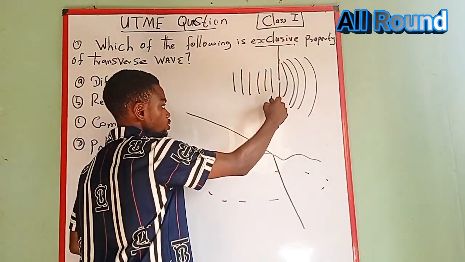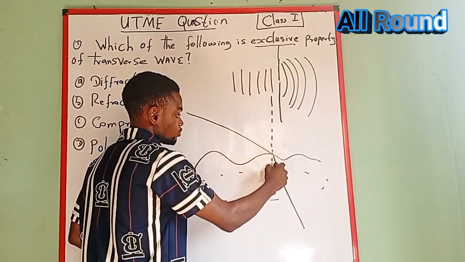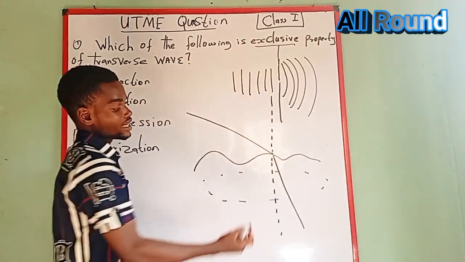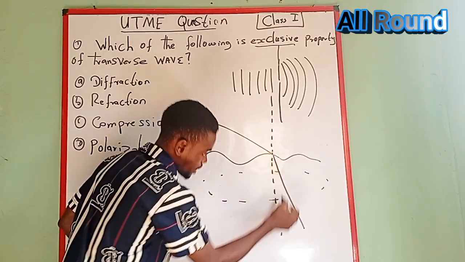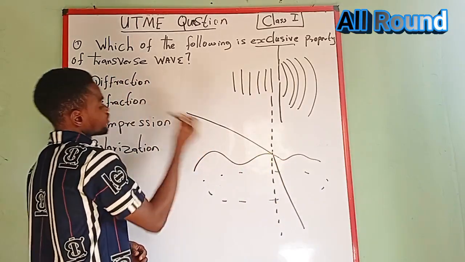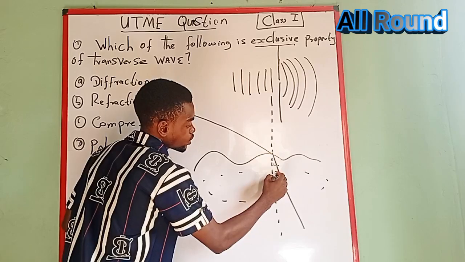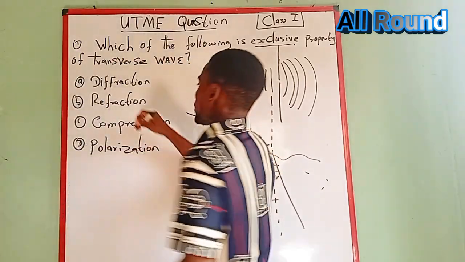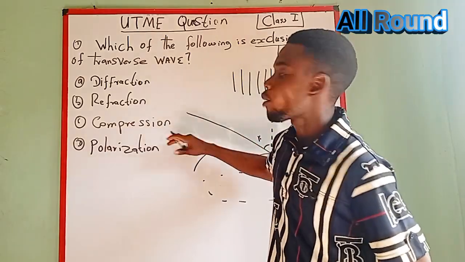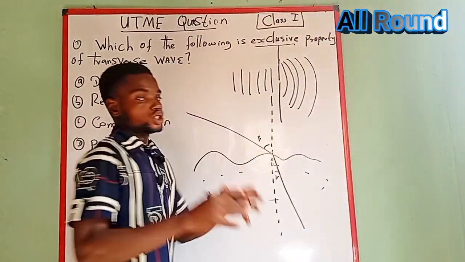Now, let's say I draw a normal line from this part to this part. You're going to see that the angle has shifted. Instead of the wave moving like this, it has bent. This bend is what we call refraction. So this becomes the refracted ray, and this becomes the incident ray. That's what we mean by refraction. Now, what about compression? Compression, you should know that.